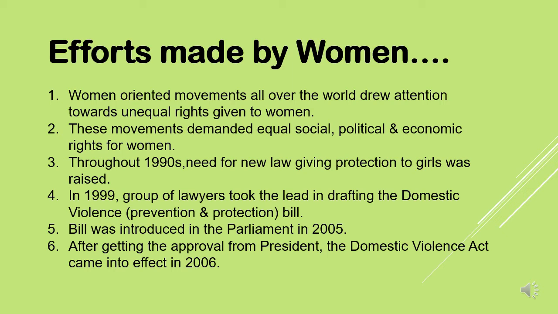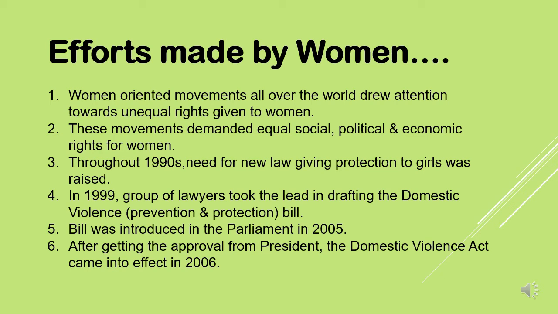Women-oriented movements all over the world drew attention towards unequal rights given to women. When women moved out of their houses to bring the attention of the people, the law, and the government to their position in society and the violence they are facing, the women-oriented movement was started. These movements demanded equal social, political and economic rights for women. So women started demanding equal rights, like equal social status, and to take part equally in politics and in economic fields. So they started demanding rights for themselves.